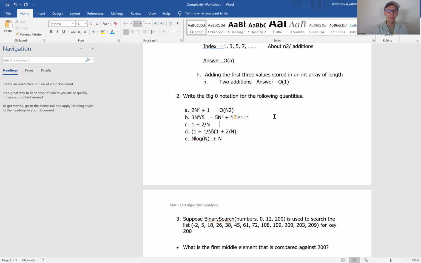Okay, so for B, the highest order term is n to the 4th. Let's just copy this here, and then the exponent. All we care about is that we drop all the lower order terms, and the highest order term is n to the 4th. So it grows like n to the 4th.